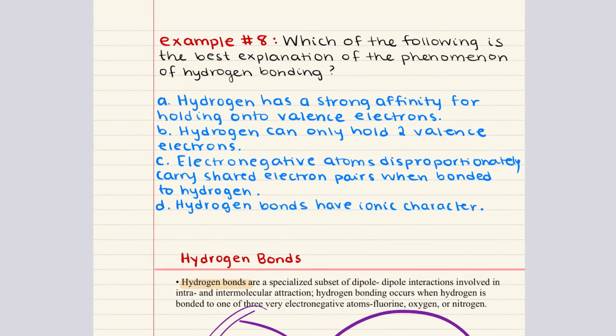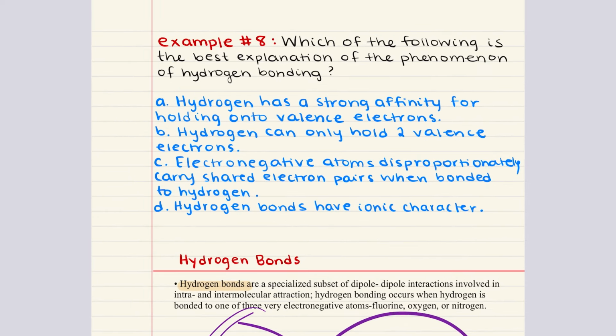Keeping that in mind, let's go through the answer choices, all right? One by one. A says hydrogen has a strong affinity for holding onto valence electrons. This statement is incorrect because hydrogen bonding is not about hydrogen holding onto valence electrons strongly. Instead, it's about the hydrogen atom, when bonded to an electronegative atom, being partially positive and then being attracted to lone pairs on another electronegative atom. So A does not answer this problem properly.